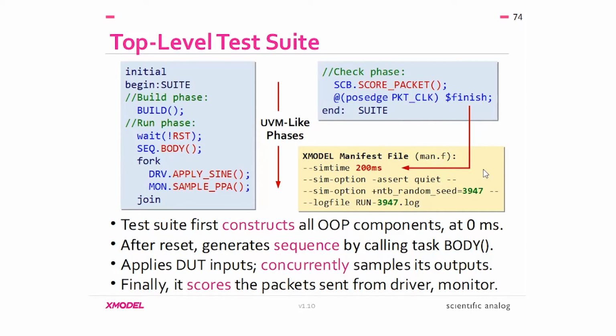Here is our first look at the XMODEL command line. For readability, we've placed it inside a manifest file. This has a few more options not shown here to avoid clutter, as well as all the source code files would be included in this single manifest file. Using various XMODEL options, we can specify both compile time and runtime options. So for example, we're specifying a total simulation time of 200 milliseconds, although typically we'll $finish before that time.